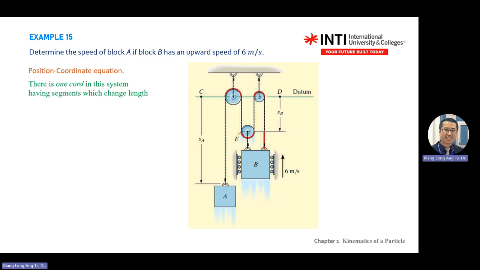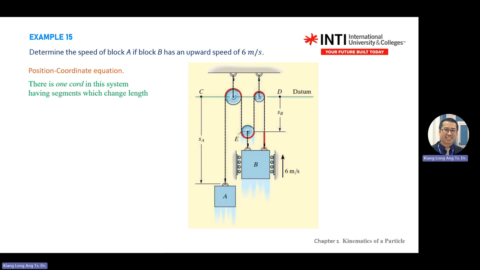Then number two, after you do that, you differentiate the whole thing with respect to time, DLT over DT. Number three, you arrive at velocity of A equal to what velocity of B, can be positive, can be negative. From here you differentiate again, and you will get acceleration of A equal to positive or negative acceleration of B. These are the general steps.